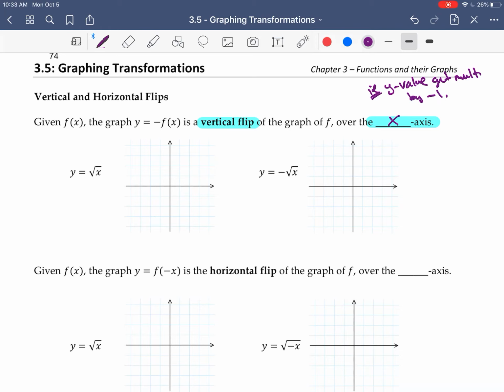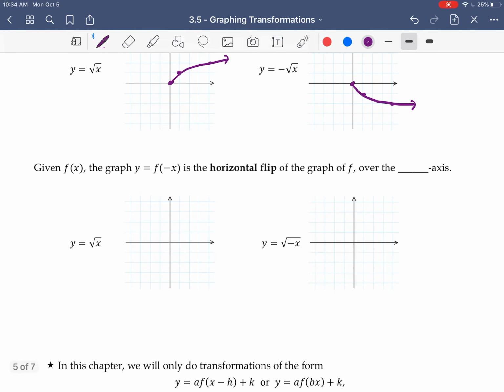So for example, if I had the square root of x, that is going to look like this, so there's the square root function. If I have negative, all I'm going to do is flip over the x-axis. So I get something like this instead. All the points that were above the x-axis are now below the x-axis because of this -1. Take the old y value and put a minus out front.